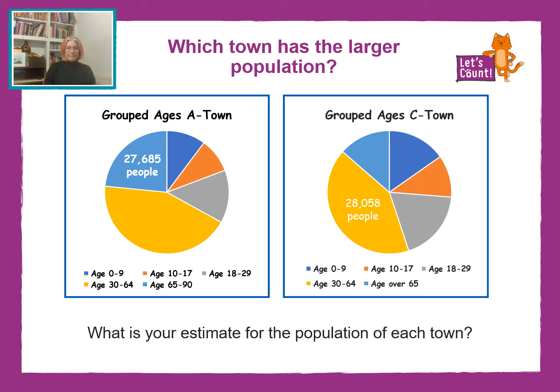Two figures have been given, and the first task is to use those figures to reason about which town has the larger population. To answer the second question and estimate the population for each town, and maybe go further and estimate the numbers in each section of the pie charts, you might want pupils to make use of calculators or perhaps protractors to increase the accuracy of their calculations.